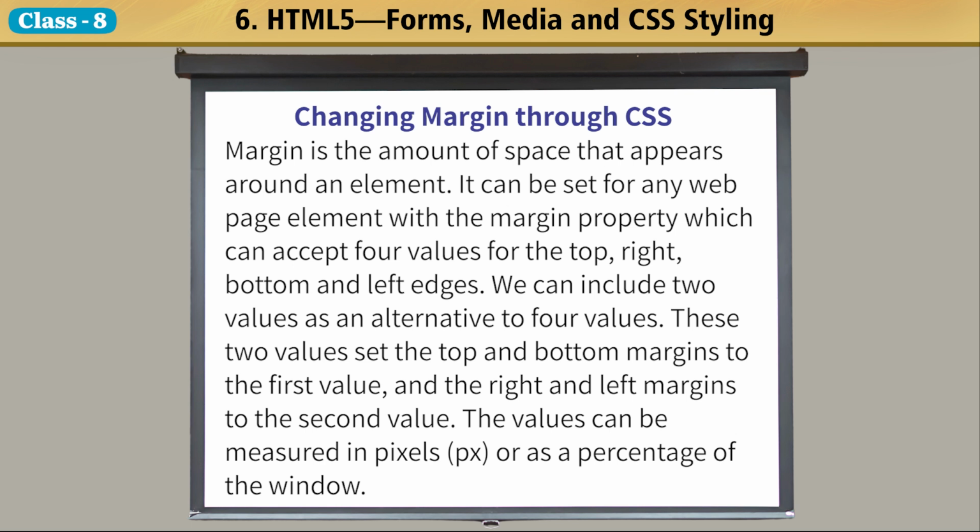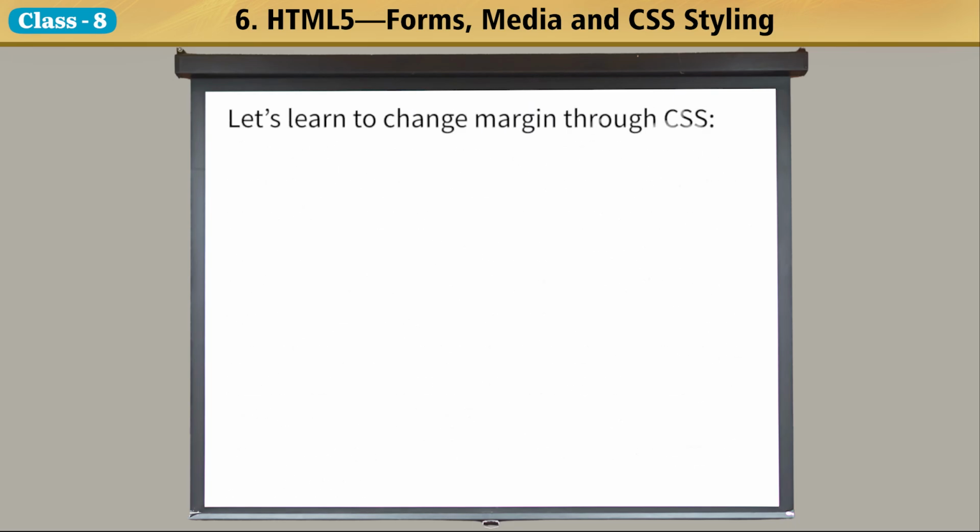It can be set for any web page element with the margin property, which can accept 4 values for the top, right, bottom and left edges. We can include 2 values as an alternative to 4 values. These 2 values set the top and bottom margins to the first value and the right and left margins to the second value. The values can be measured in pixels, px, or as a percentage of the window. Let's learn to change margin through CSS.